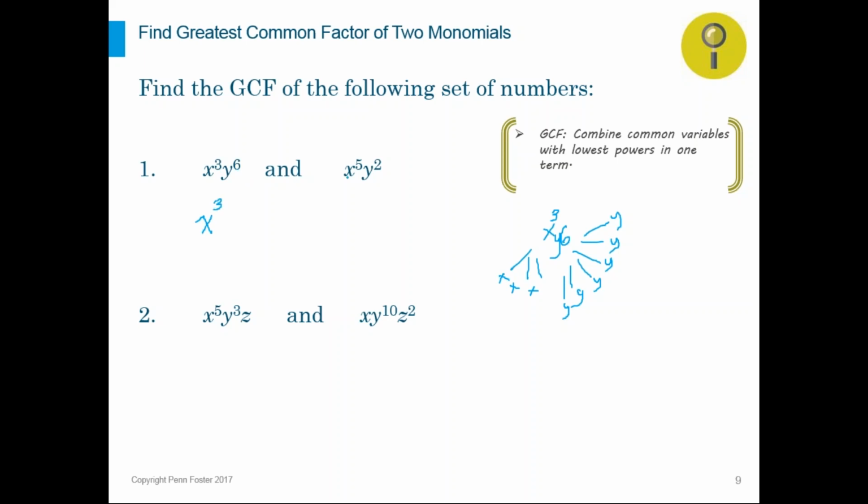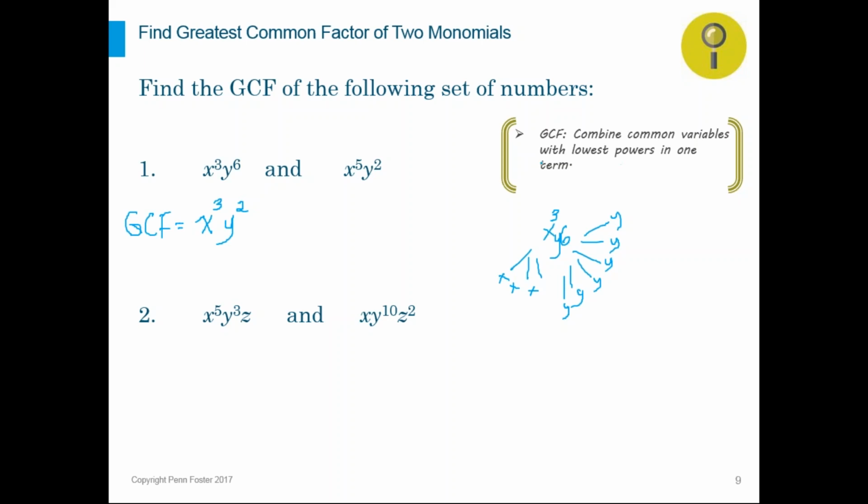Also, I see a y and a y. y to the 6th power, y to the 2nd power. I always go with the lowest power. So y to the 2nd would be part of my greatest common factor. Nothing else I'm looking for. So your greatest common factor is actually x cubed times y squared.